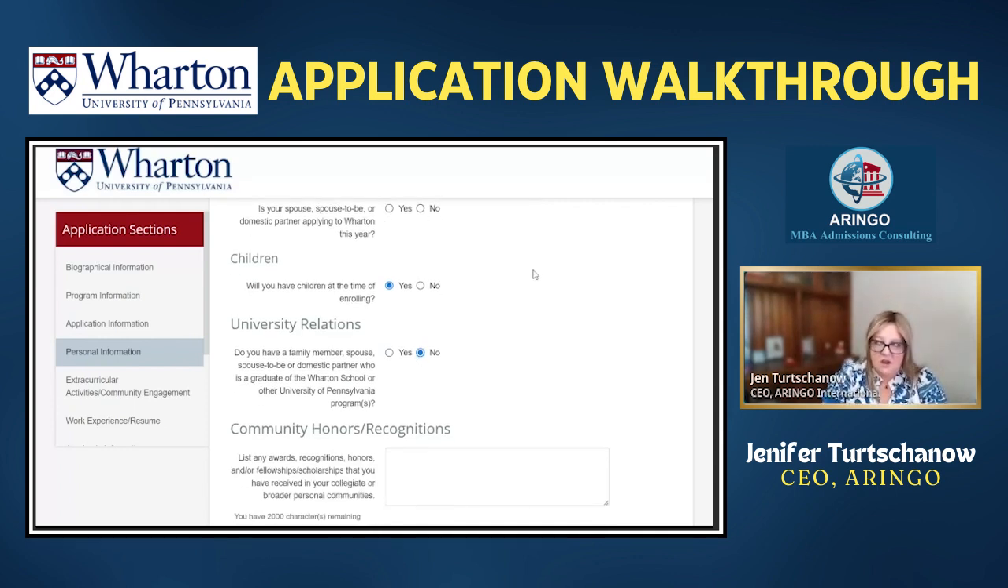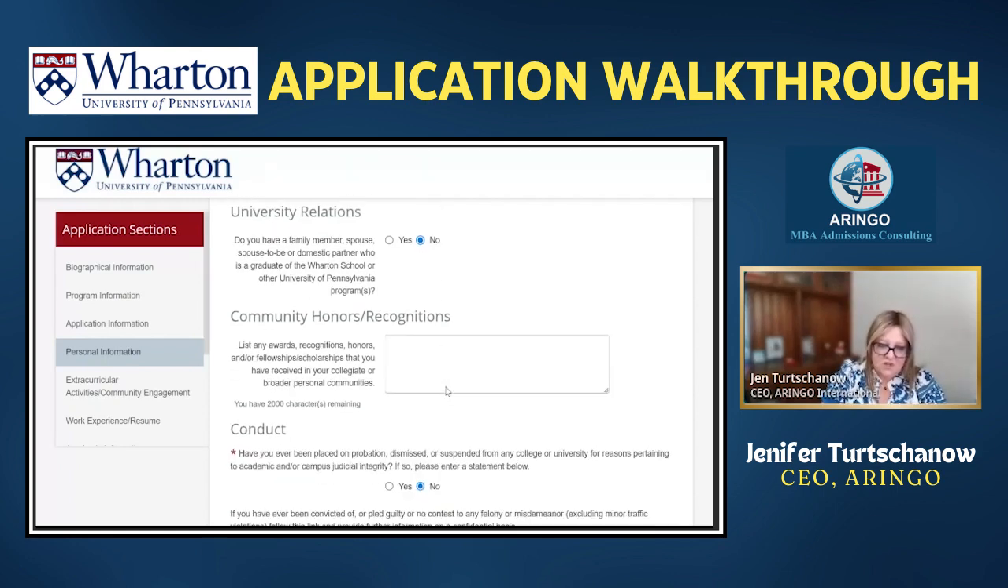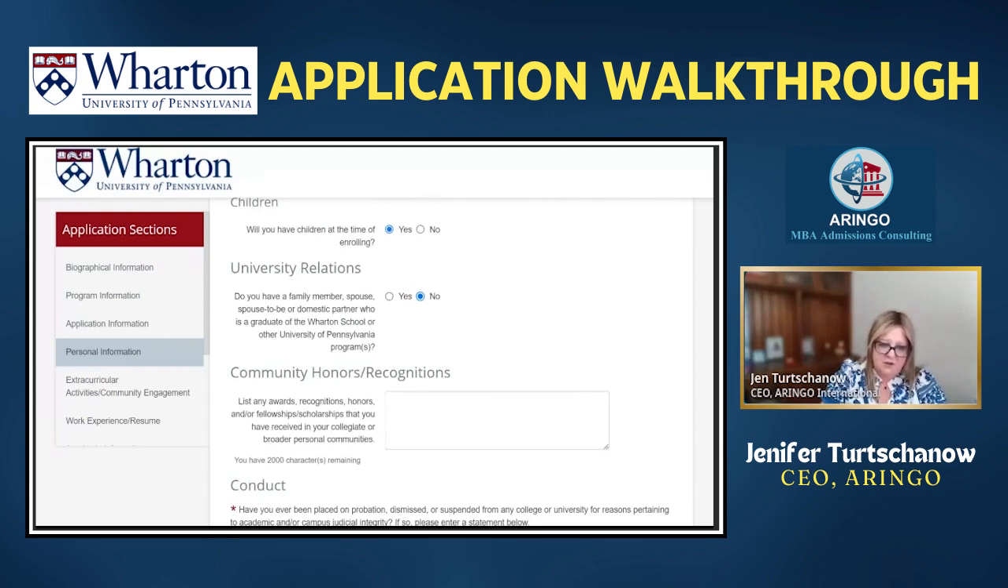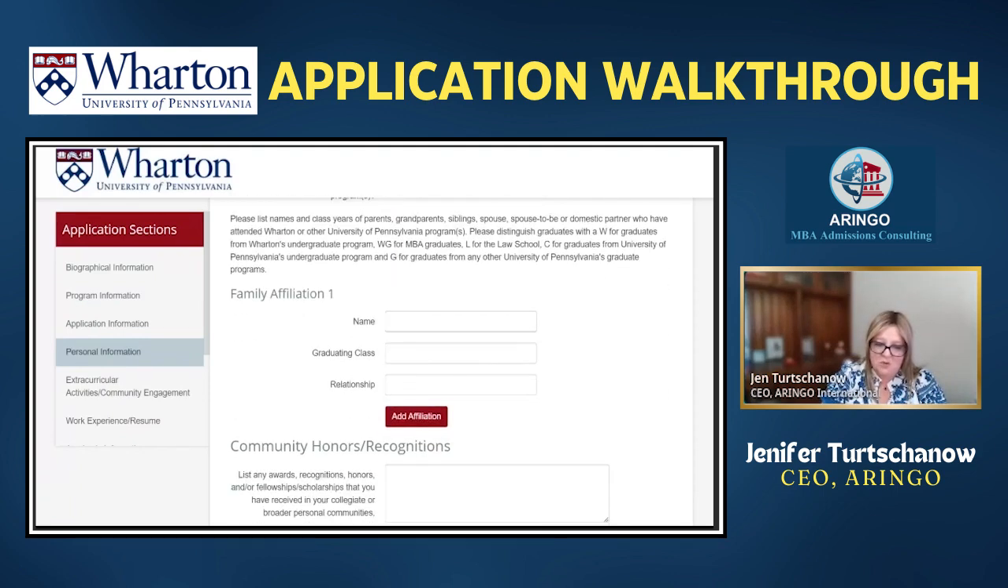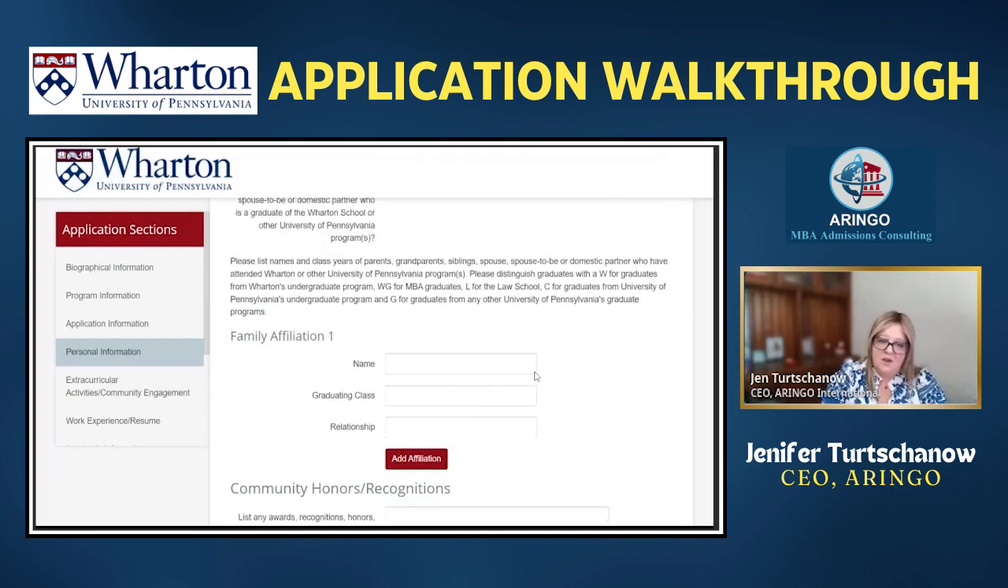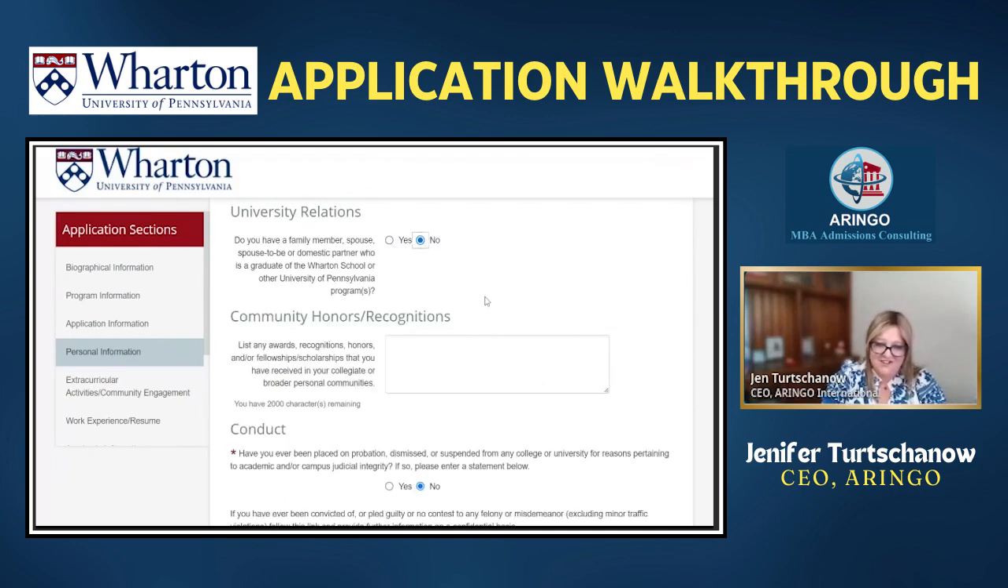And these questions are helpful for the school to be able to reach out to you specifically and say, oh, do you want to talk to somebody from our Wharton families group? Or, do you want to chat with somebody who maybe has children? This is a great opportunity to do that. And then the next thing, do you have family members that are a graduate of the Wharton School? This gives you an opportunity to show this affiliation to the school and share that. If you're a legacy, you can share that there as well.